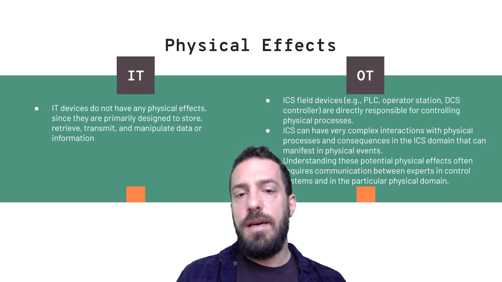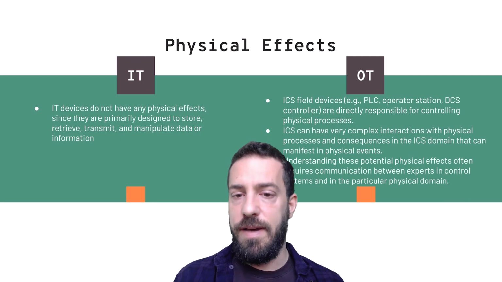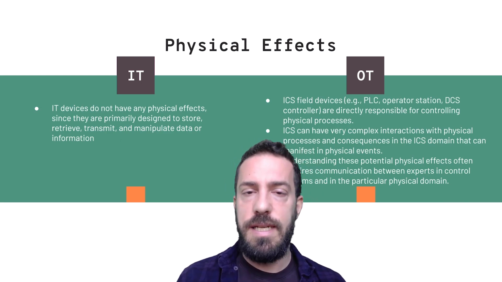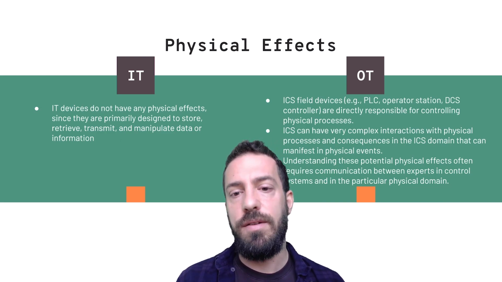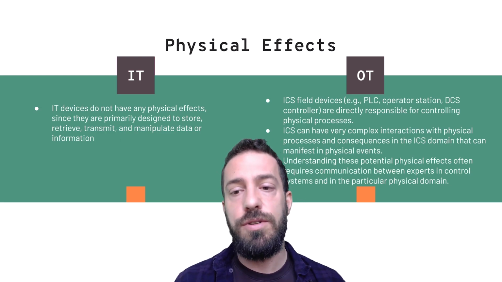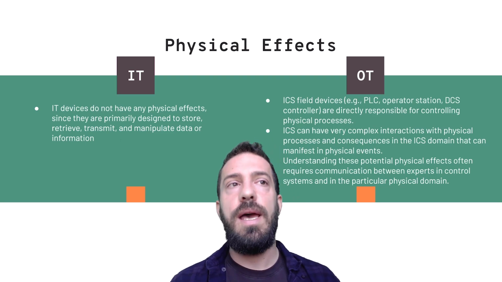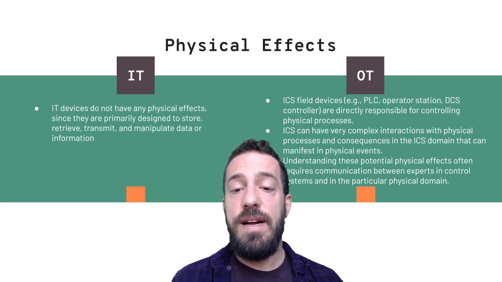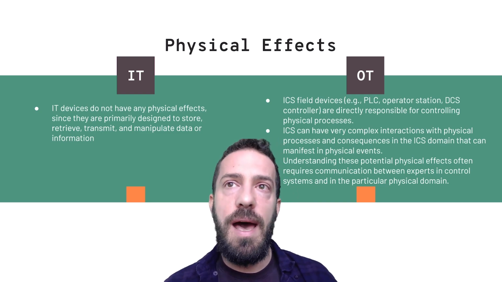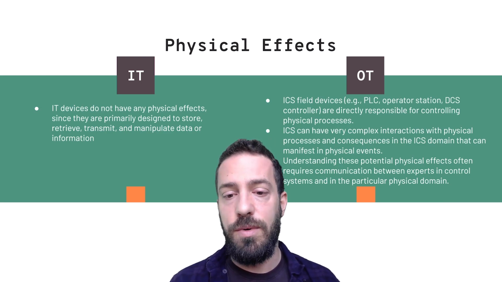Another major difference connected to the risk management we were just discussing is physical effects. So as we just said, IT devices do not have physical effects since they're mostly controlling and processing data or information. ICS devices, PLCs, operation stations, DCS controllers are directly responsible for controlling physical processes. So in a way, the ICS can have very complex interaction with the physical processes, and it's very hard to understand if something happens in the controller or in the system, what will that effect be in the physical world.